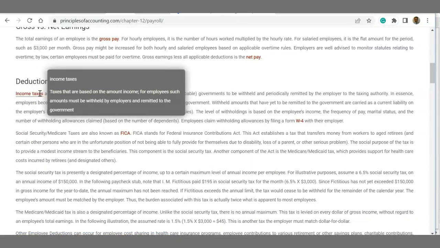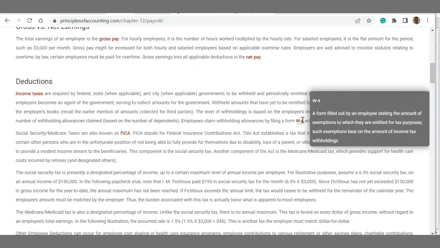And income tax is normally deducted from the paycheck for the federal government and for the state government. But how much will be deducted? That depends. Employees give the employer at the time of hiring a form called Form W-4, which is a form filled out by an employee stating the amount of exemptions to which they are entitled for tax purposes. Such exemptions bear on the amount of income tax withholding.